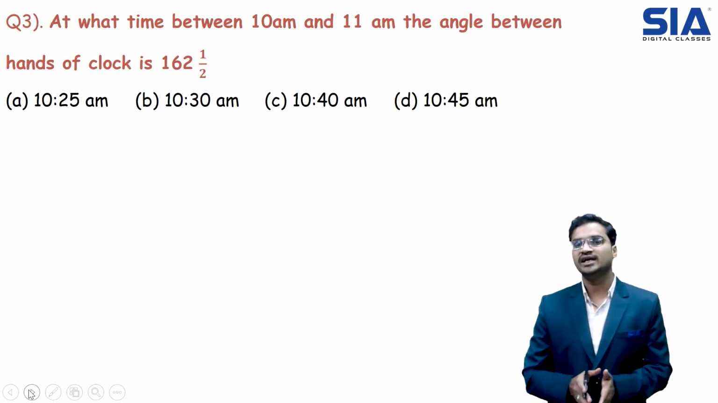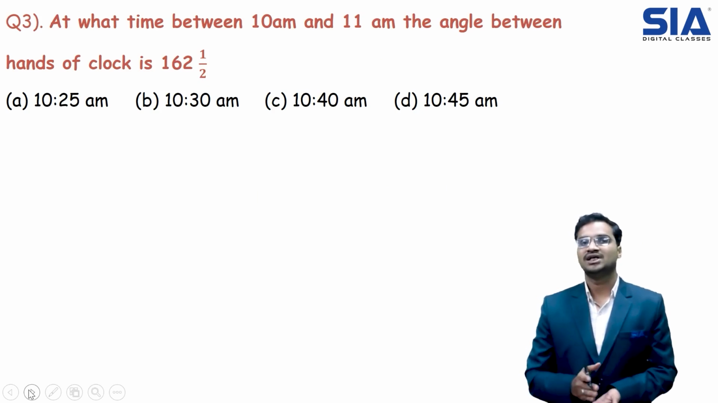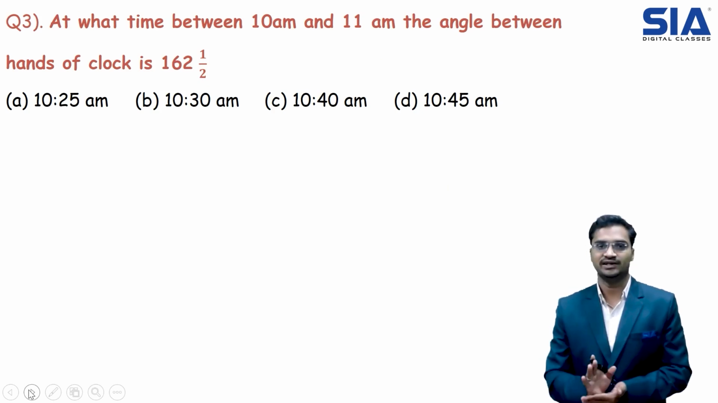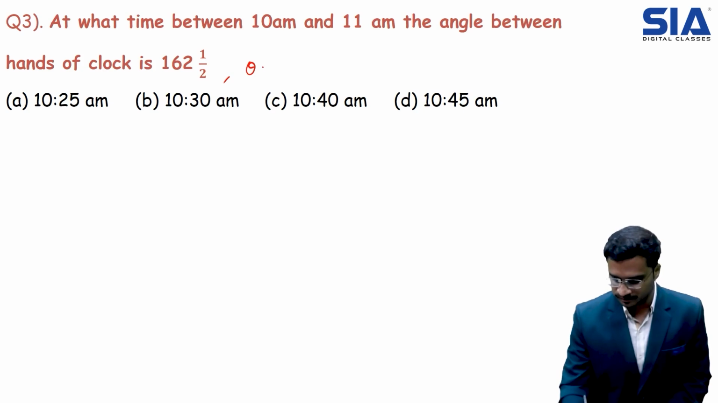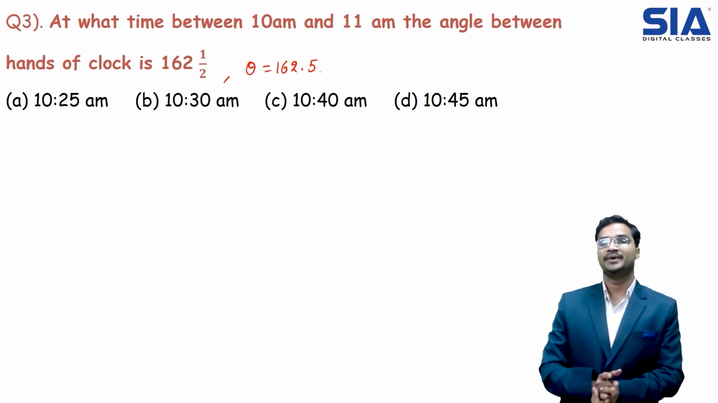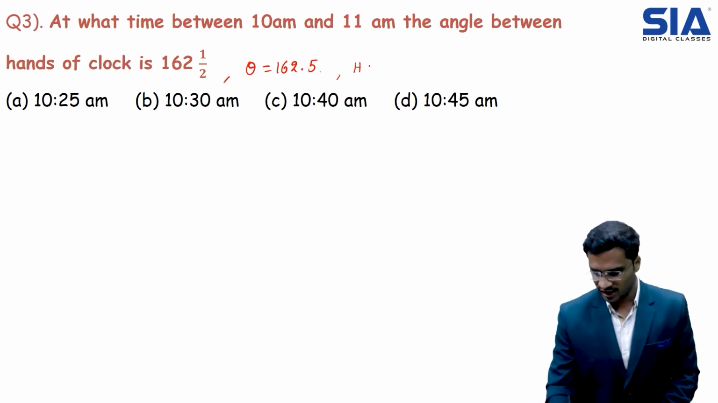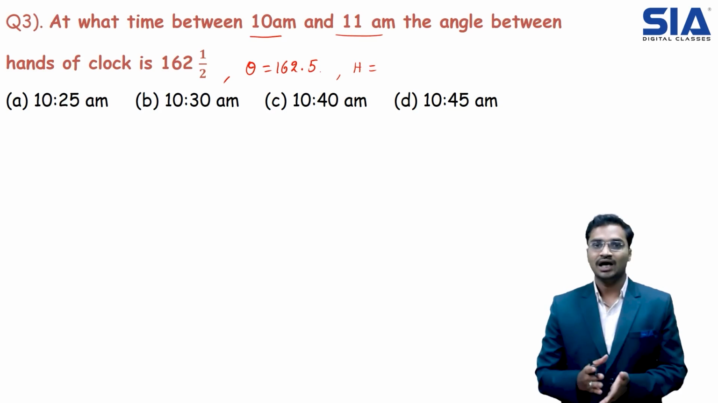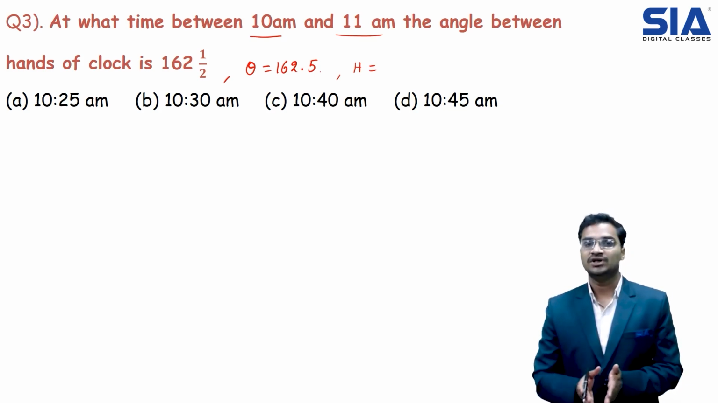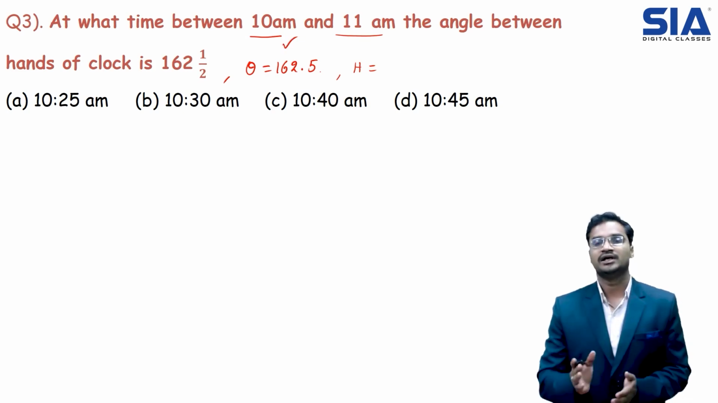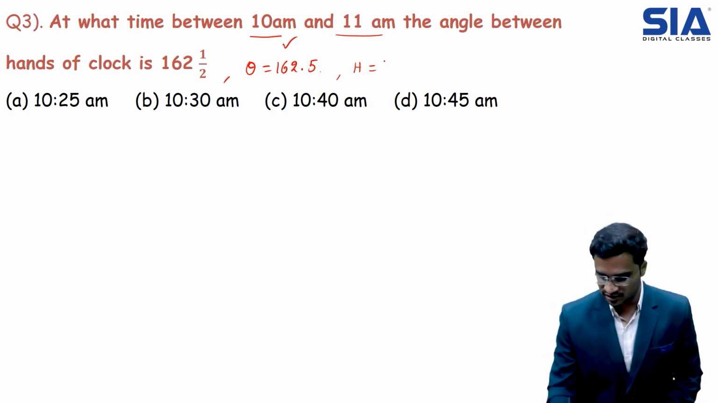At what time between 10 a.m. and 11 a.m. is the angle between the hours and minutes hand 162 1 by 2, or 162.5 degrees? Here the value of theta is given: 162.5. Now we have to find the minutes value. We are given 2 hours values, 10 a.m. and 11 a.m. We should take the hours value which is lower, or which comes first. 10 a.m. is before 11 a.m., so h value is 10.